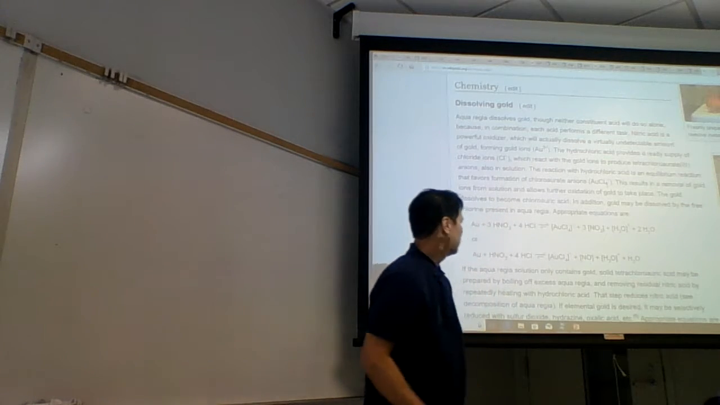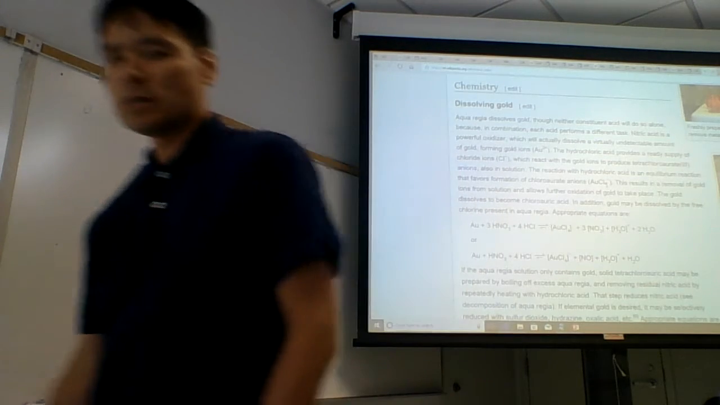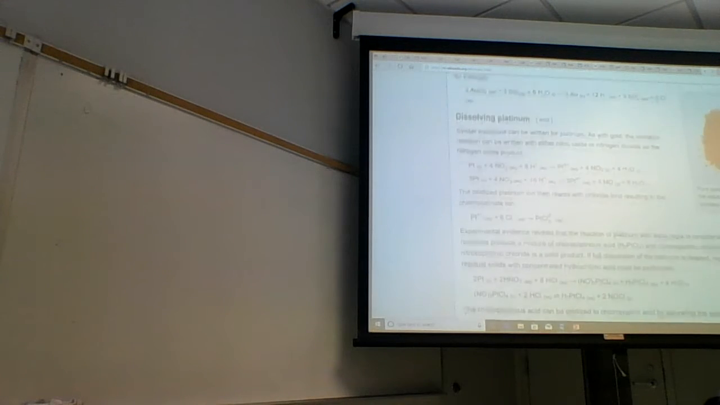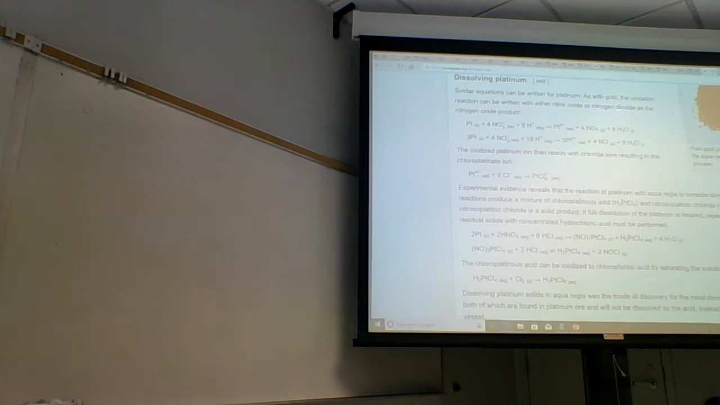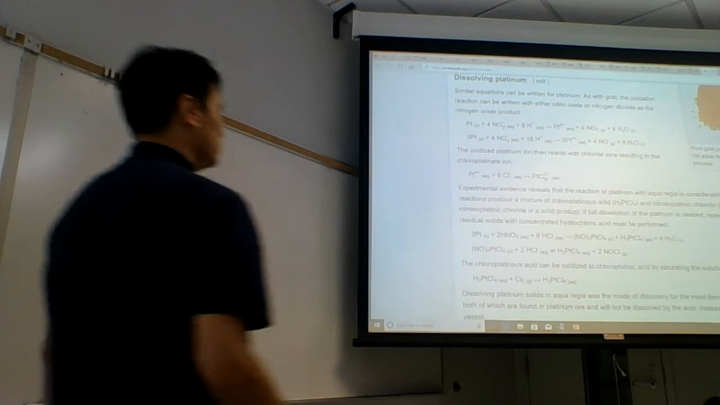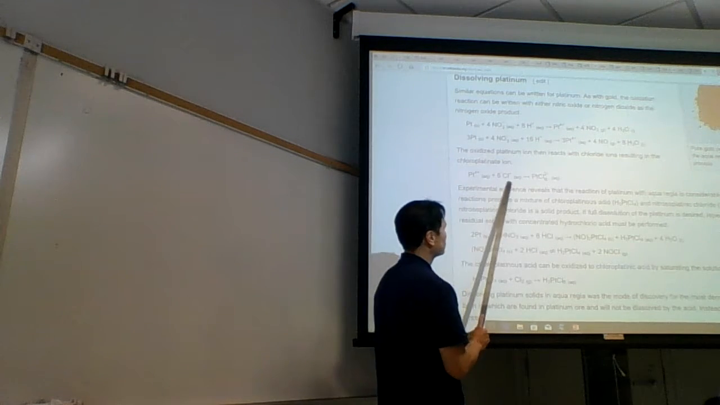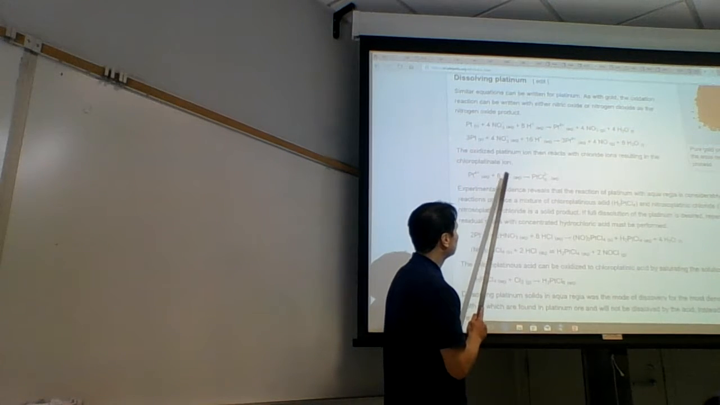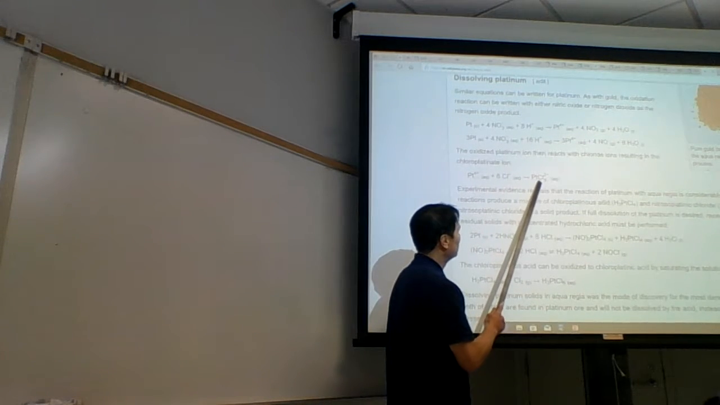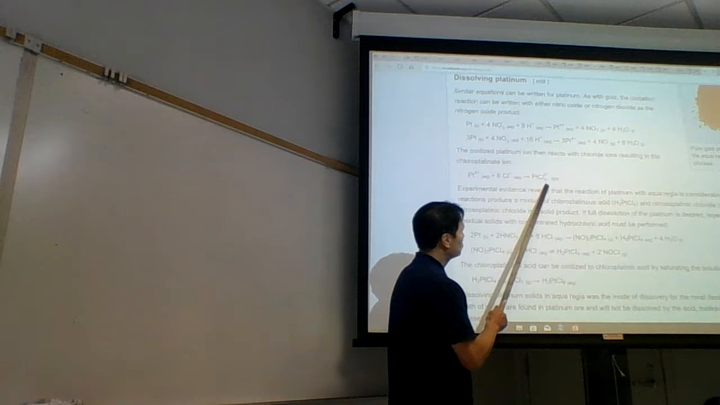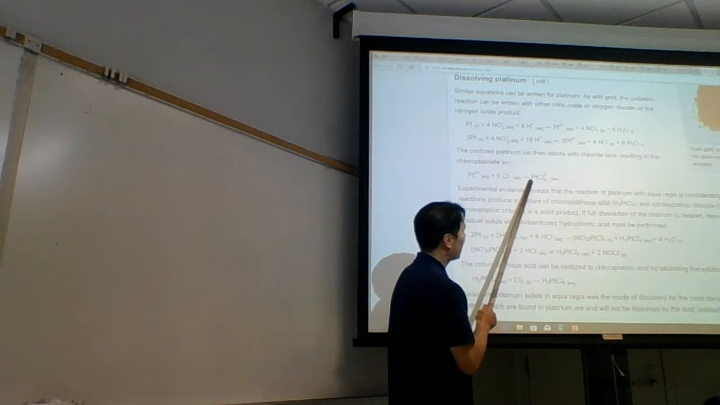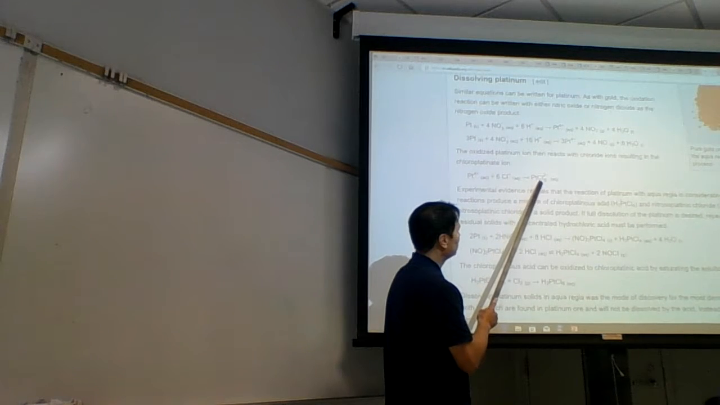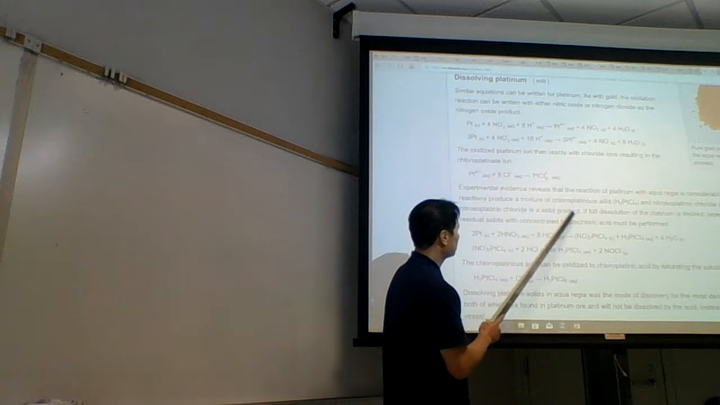And so we get another reaction going on here. The only purpose for hydrochloric acid is to supply chloride. Why do we need chloride? We need chloride to do this reaction here. Platinum 4, which is the Lewis acid, reacts with chloride, the Lewis base, to produce this weird anion. This weird anion is called hexachloroplatinate ion. This hexachloroplatinate ion is how we get it to dissolve.